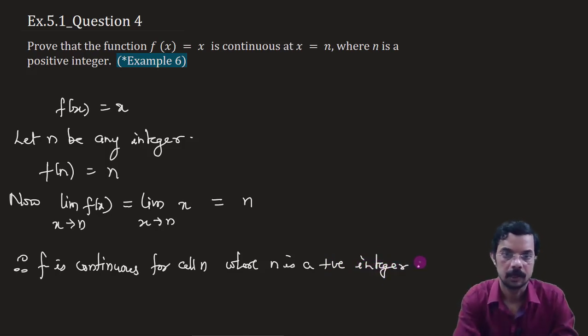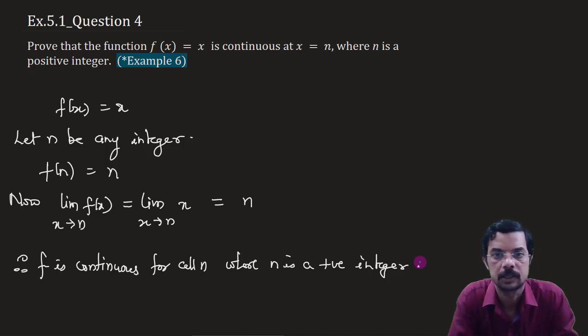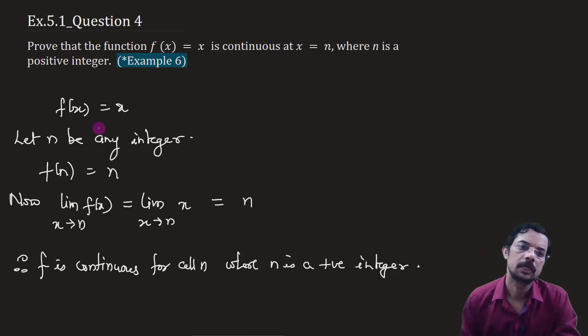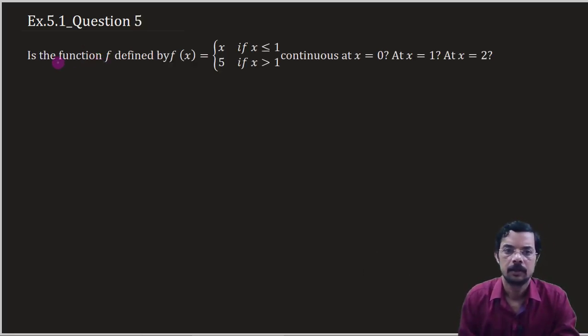Okay, f of x is equal to x is continuous where n is a positive integer. Now we shall look at question number 5. Just look at this question. It is discontinuous at x equal to 1, so it seems to be discontinuous at x equal to 1. Let us see what happens.